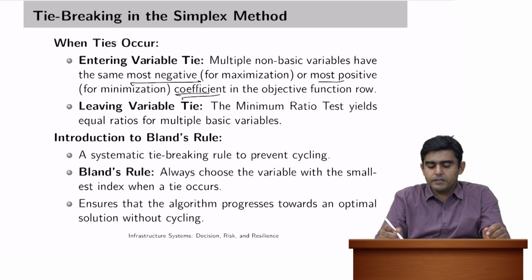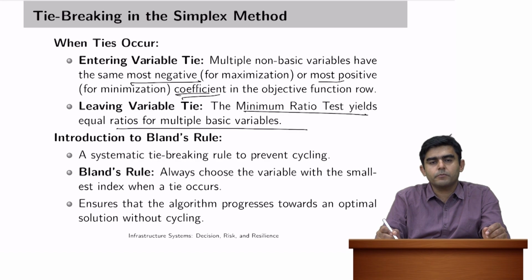Also, when you are deciding the leaving variable, it may happen that the minimum ratio test yields equal ratios for multiple basic variables. So you have to decide a tie-breaking rule to prevent cyclicity, that is, the same variable leaving and the same entering in the next cycle, and so on.